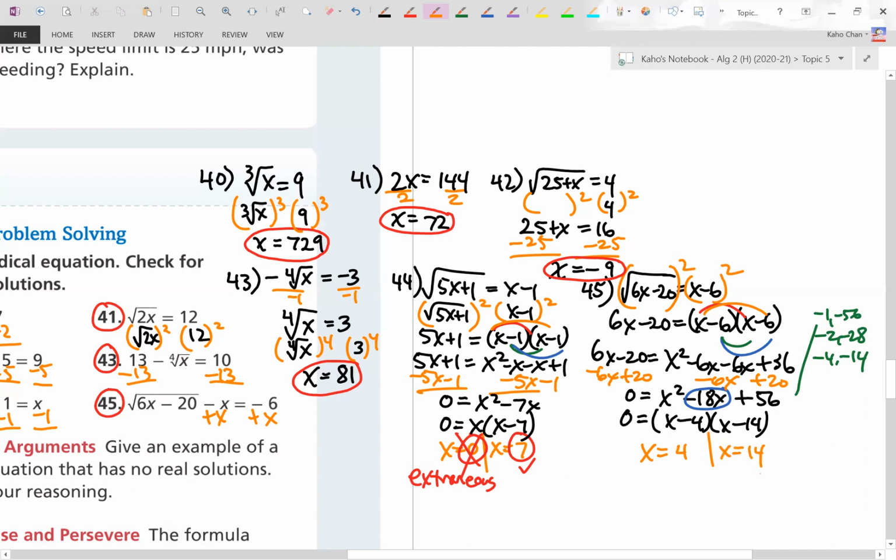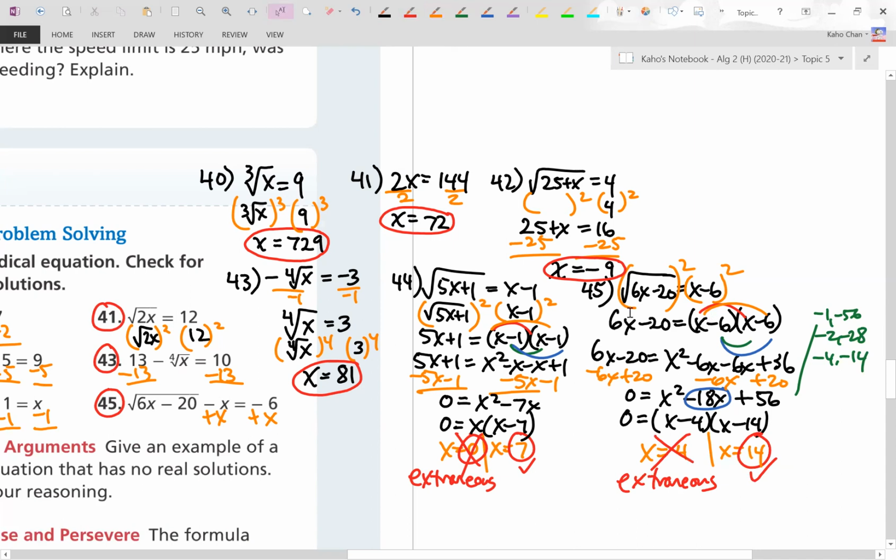Oh boy. Let's check this out from the original problem. Here we go. 6 times 4 is 24. Minus 20 is 4. Square root of 4 is 2. 2 minus 4 is not negative 6. That's extraneous. Let's try 14. 14 times 6 is, oh, 84, my bad. 84 minus 20 is 64. 64 square root is 8. 8 minus 14 is negative 6. Wow, crazy.